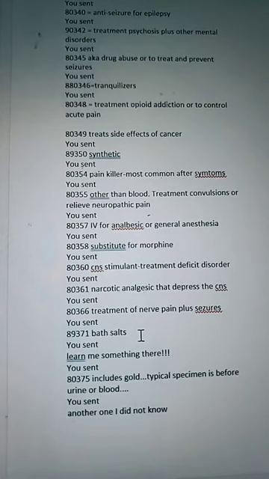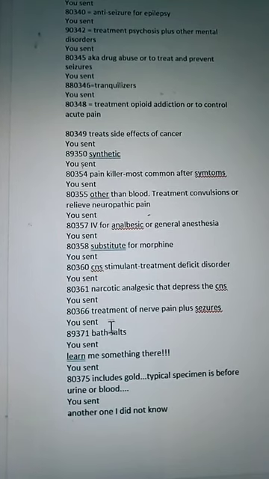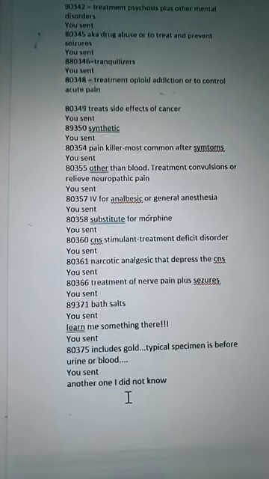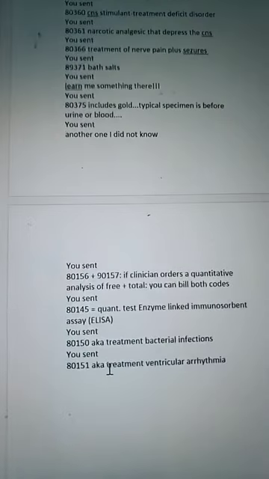All right. So that was cool. Any of these little things are super helpful to have beside your CPT code so you know exactly what their meaning is in layman's terms. 80375 includes gold, so that's kind of neat. But typically specimen is drawn or done before urine or blood, which is something I also didn't know. So that's cool. Love it, love it, love it.